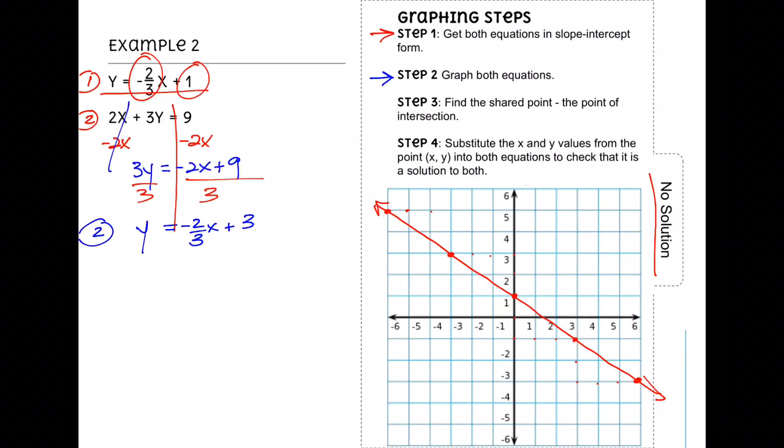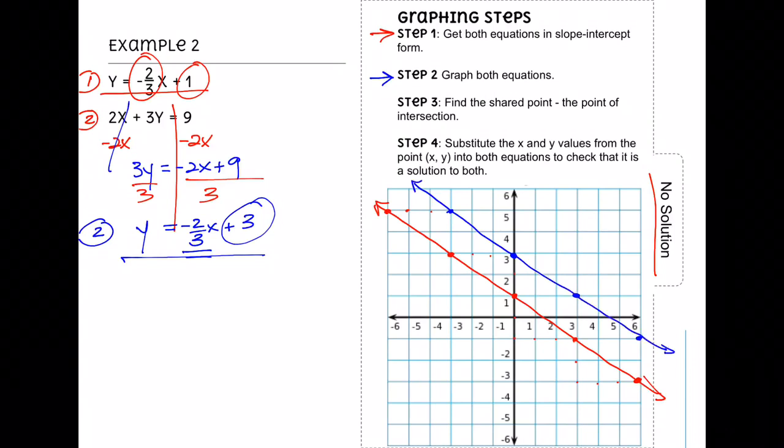Okay, let's go to equation number 2. y equals negative 2/3 x plus 3. My y-intercept is positive 3, so that's the point (0, 3). We'll graph that. And then use negative 2/3 to find some more points. So that's down 2 to the right 3, or up 2 and to the left 3. And if I connect these with a line, it looks like we have two parallel lines.